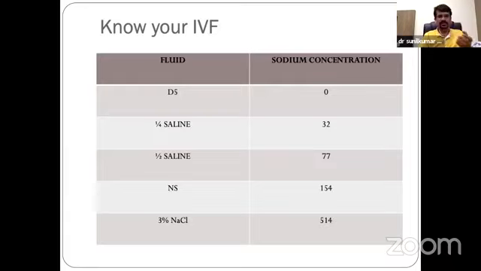Usually 3% NaCl contains 514 milliequivalents per liter, so each ml will be around 0.5 milliequivalents. Then NS will be 0.15 milliequivalent per ml. Okay, so that is this one. Okay, so that finishes my talk.